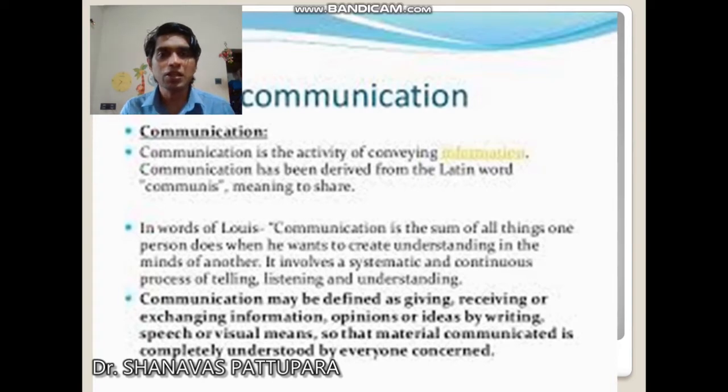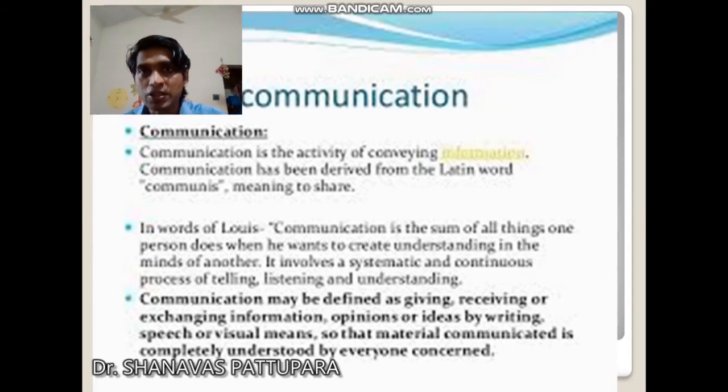Communication has been derived from the word communis, which means to share. From that the word communication has come. And now, in the words of Lewis, communication is a sum of all the things one person does when he wants to create an understanding in the mind of another. So all these things can be communication.